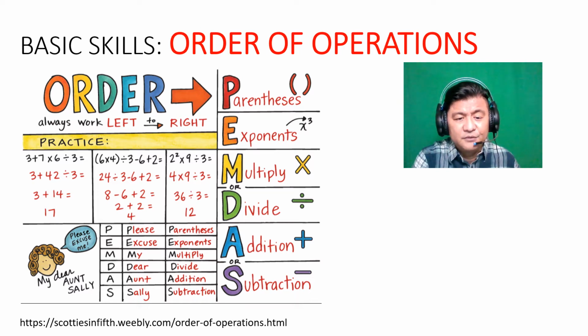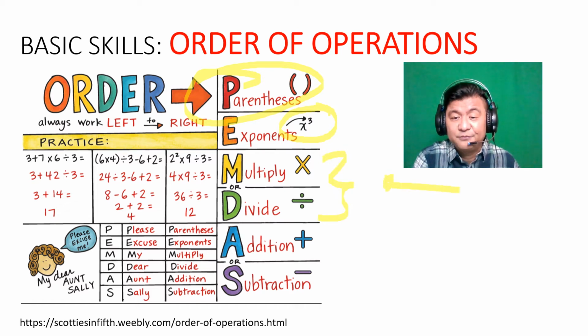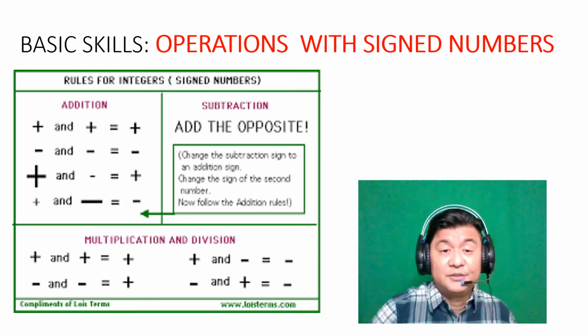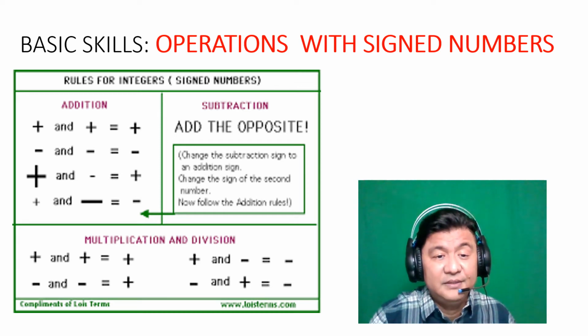In doing order of operations, we always do the parentheses. Then exponents, really, the one with a small number on top. Multiply and divide, whichever comes first, from left to right. Remember, that could interchange. Addition or subtraction, I said or, again, from left to right. That's very basic.